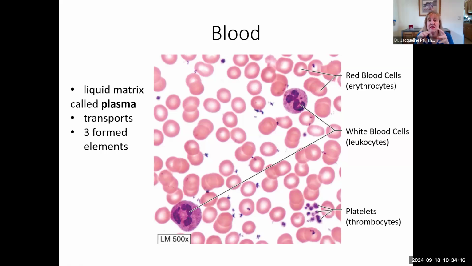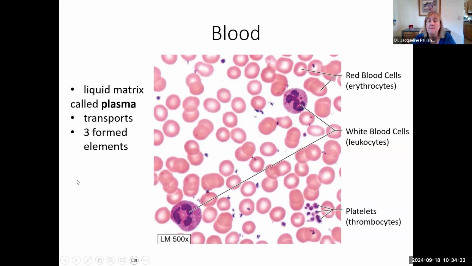It's carrying things that are going to have to do with blood clotting. It's carrying things that are going to have to do with keeping the pH of our body normal. There's lots of stuff that blood's going to do that we're going to learn about later.